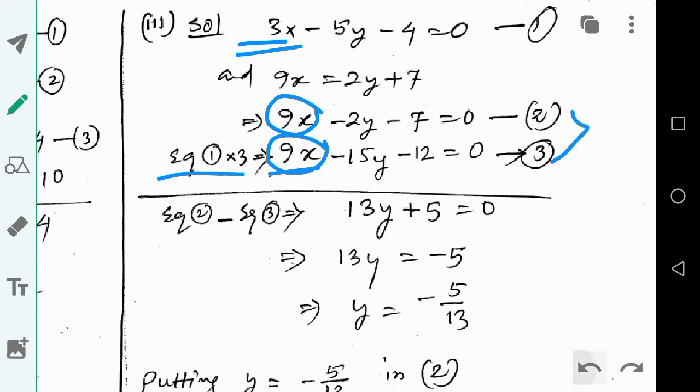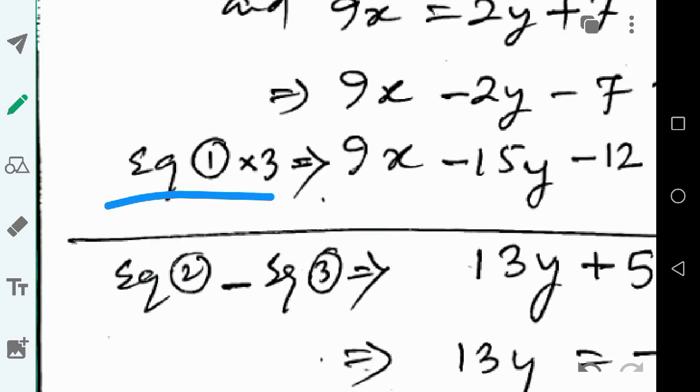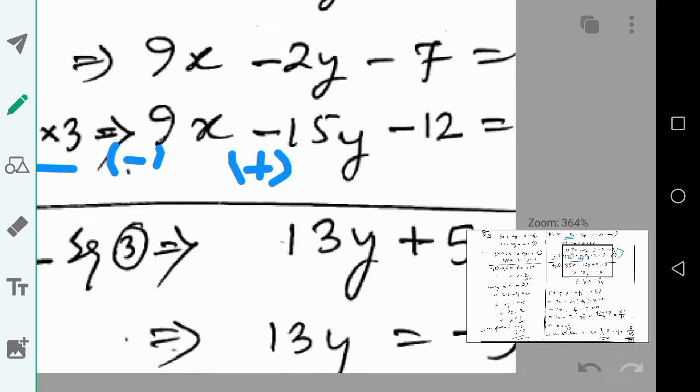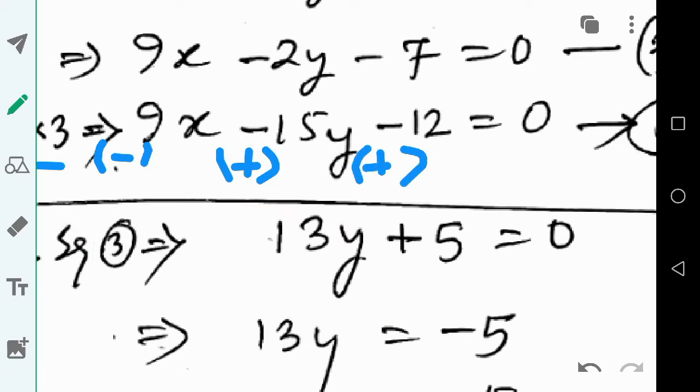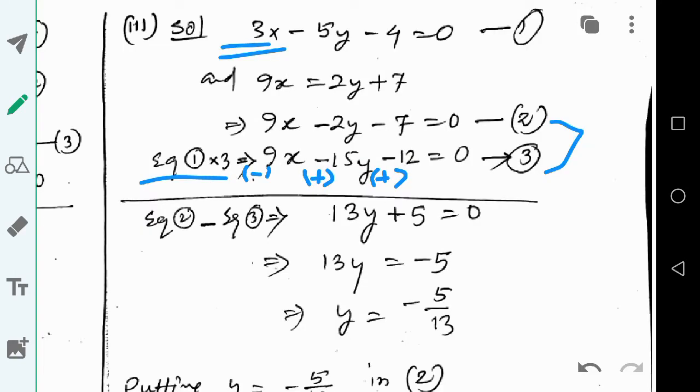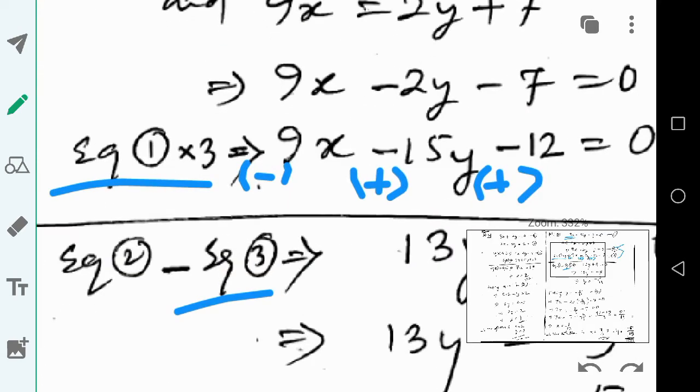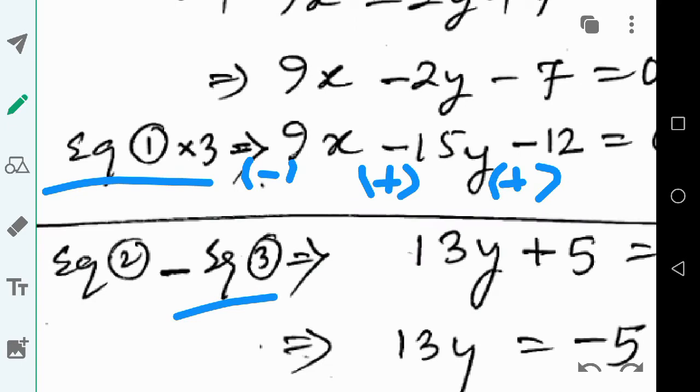Okay, when you subtract these two equations, you have to consider, if this one is positive, then you have to consider this one as negative. If this is negative, then you have to consider this one as positive. But don't change the upper equation, consider the opposite sign in the lower equation only, the one to be subtracted. Okay, so here we are subtracting 3 from 2, so you have to think of the positive terms as negative and negatives as positive.